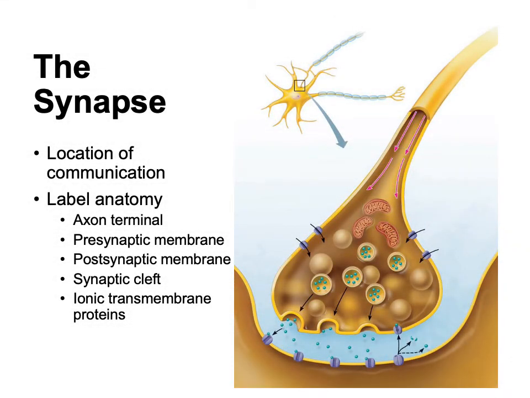In this PowerPoint, we are going to cover the physiology that occurs at a synapse. A synapse is the location of communication between the nervous system and maybe another neuron, or a muscle, or an organ, or a gland. I want you to be familiar with the anatomy that is at a synapse. In this lecture, we're going to actually just focus on synapses between two neurons.